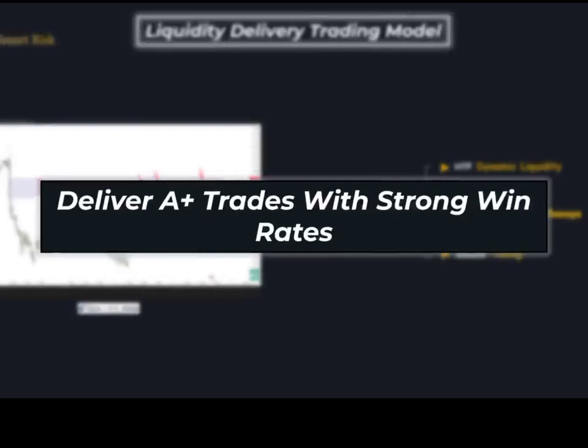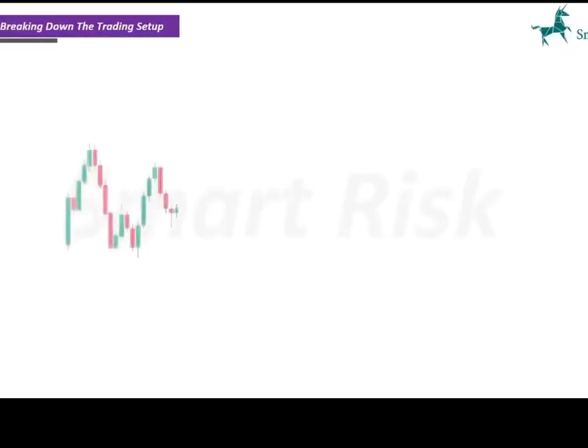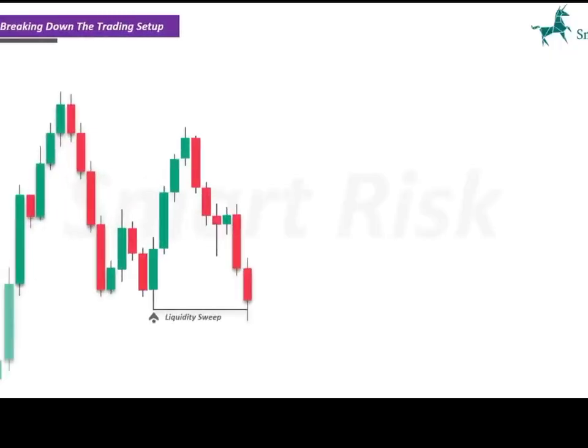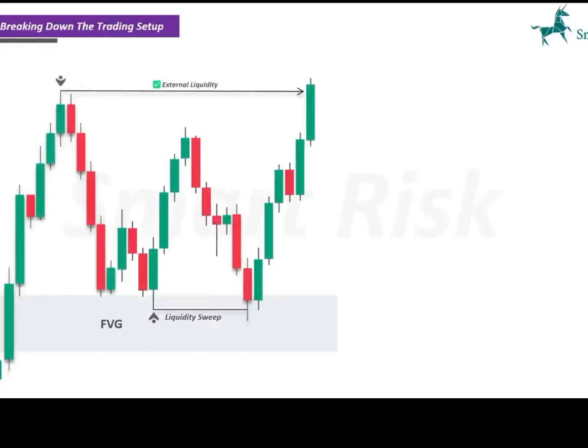In a bullish scenario, this setup forms when price sweeps sell-side liquidity from a key level, right before tapping into an unmitigated bullish fair value gap. Then price quickly reverses back inside the range of that key level and continues pushing higher.